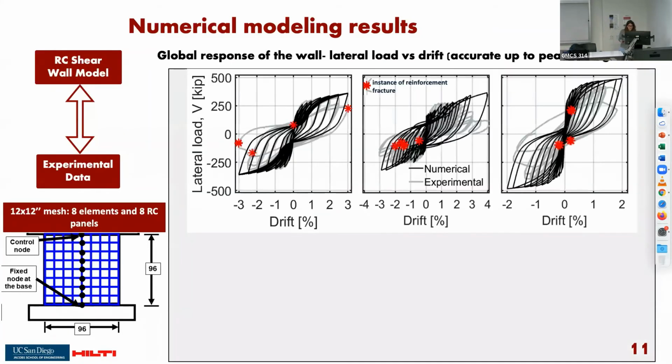And these are the results that we obtained in terms of global response of the wall. So the curve that you saw before, lateral load versus drift. In black, you see the numerical prediction, and in gray, you see the experimental result. So what can you tell me? Do you like this model? It's good, right? It's quite good, especially up to peak strength. That is the maximum value of load that we measured during the test. After that, we see that the black curve still goes on, and the gray curve does not, because the wall is failing.